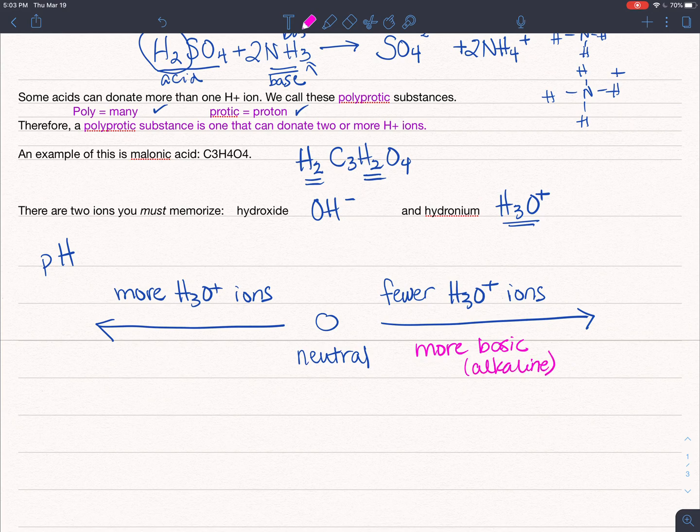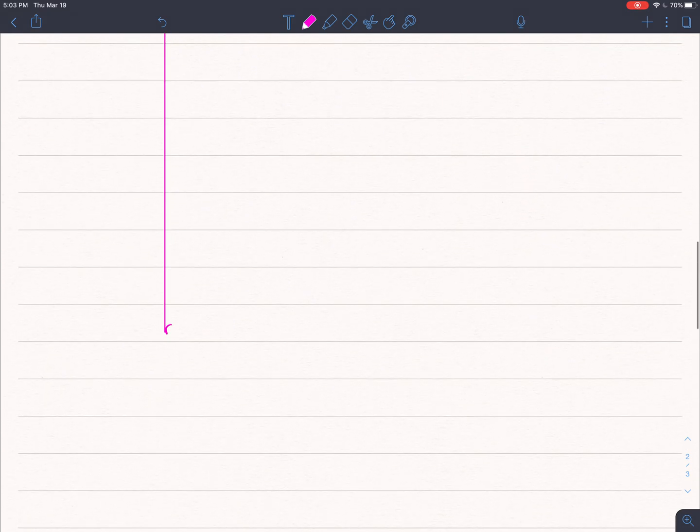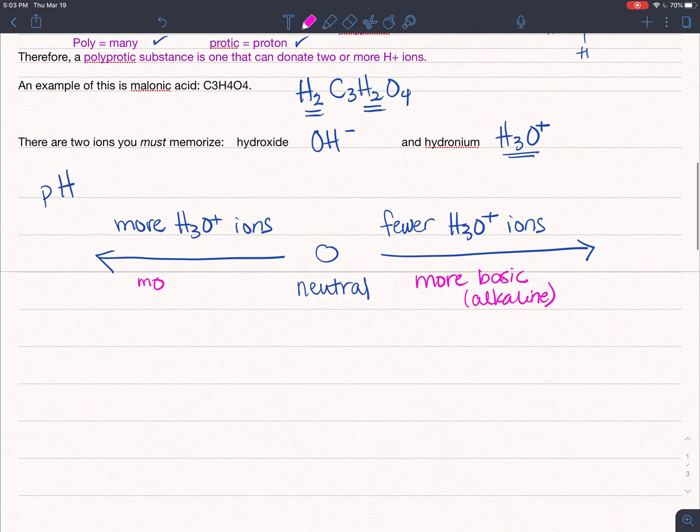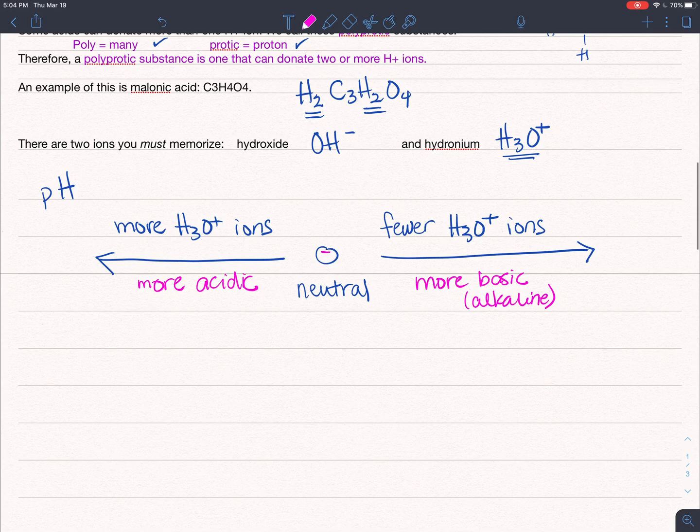And when we move in this direction, our substance becomes more acidic. And our scale goes from 0 to 14. This is the neutral spot, and the number for neutral is 7. So when we go this direction, we have 0, and all the way over here, we have 14, and in the middle is neutral with 7.